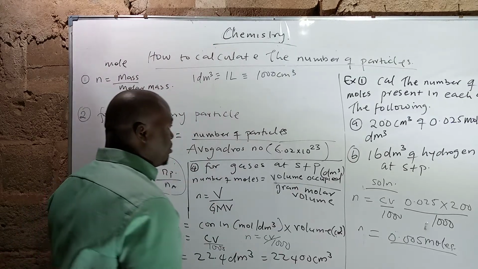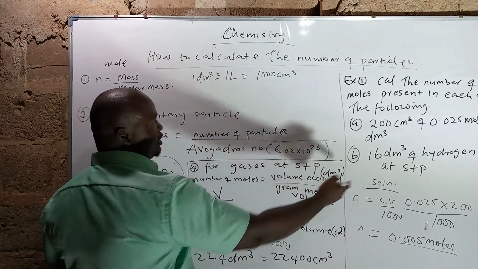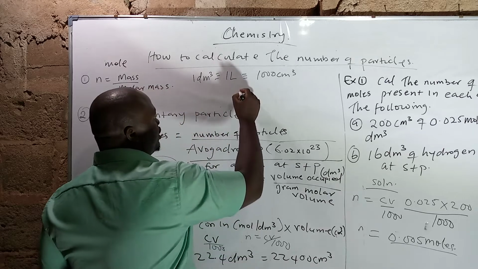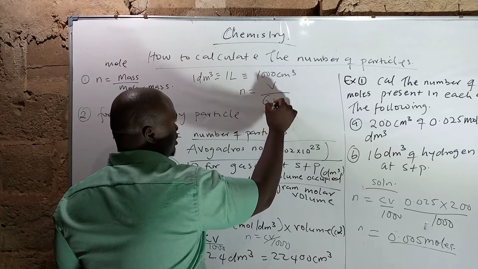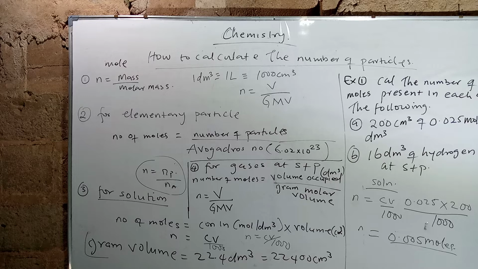So remember that from here, I said for gases, of course, hydrogen at standard temperature and pressure, that the number of moles is volume all over the gram molar volume. That's all. Don't make your life difficult. So from there, all you need to do, your volume has been given, which is the 16, right?